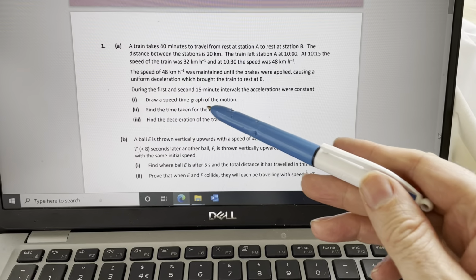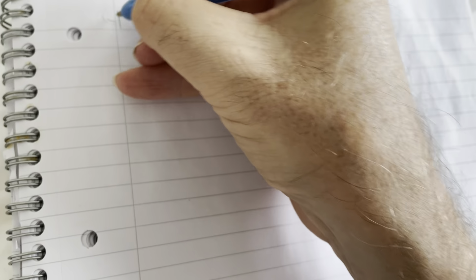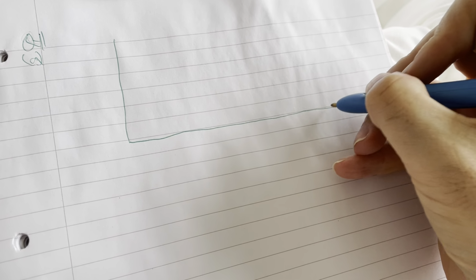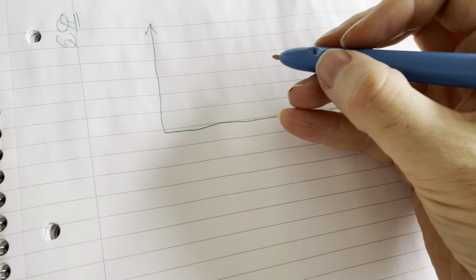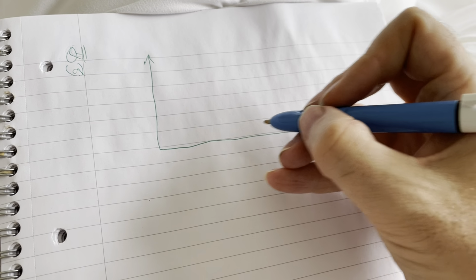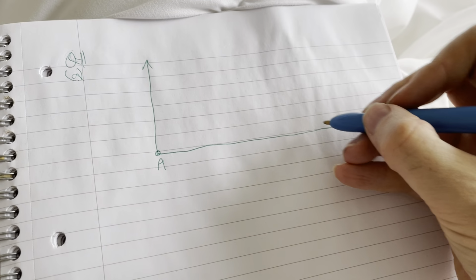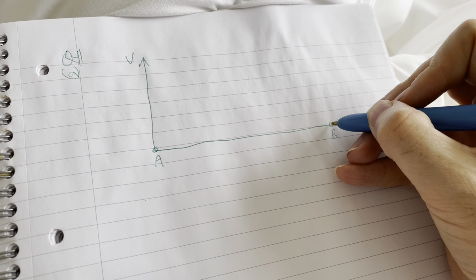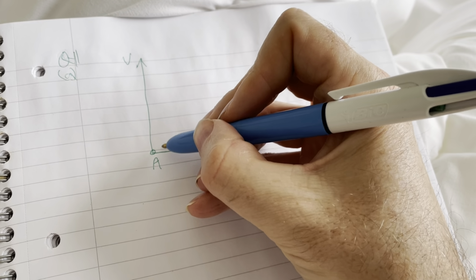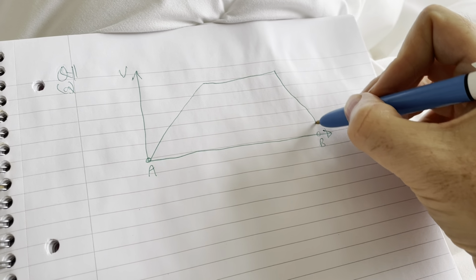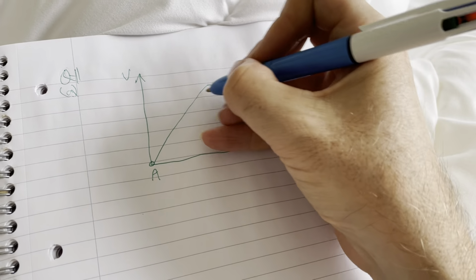So you need a speed time graph of the motion. So let's have a look at that. Okay, so question 1A. We need a speed time graph first of all. So let's have a look at what it's up to. It takes 40 minutes to travel from rest to rest. So that's speed, starting at 0 and ending at 0 at B here. It's doing some sort of acceleration, flatlining, and then decelerating.